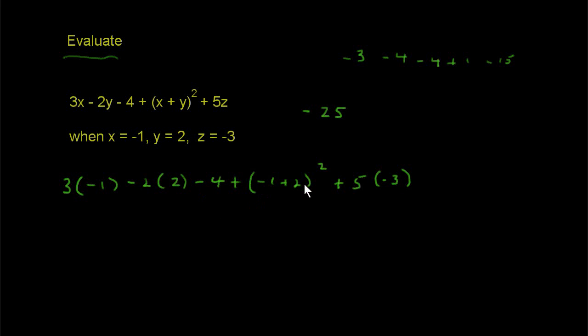The order of operation is important. We probably should do inside of the parentheses first, but I think we can do more than one operation at a time here, and I'm going to go ahead and do that. 3 times -1 is -3. Subtract 2 times 2 is 4. Subtract 4. And here's the part that's in the parentheses. -1 plus 2, that is 1. And we're going to square that 1. Plus 5 times -3, that would be -15.